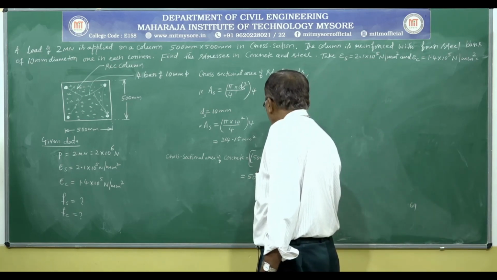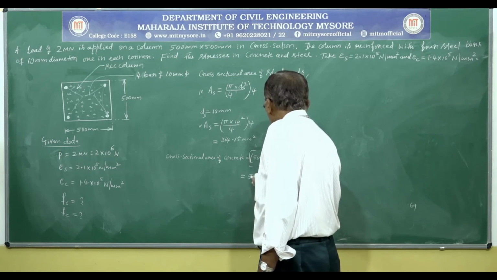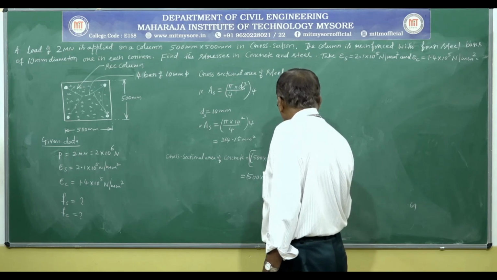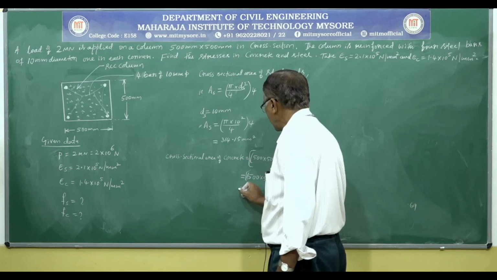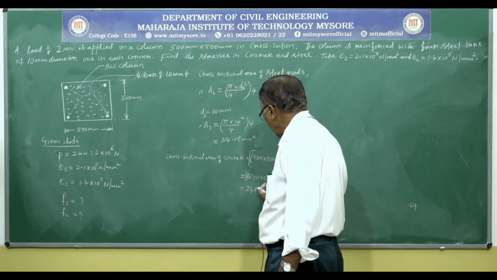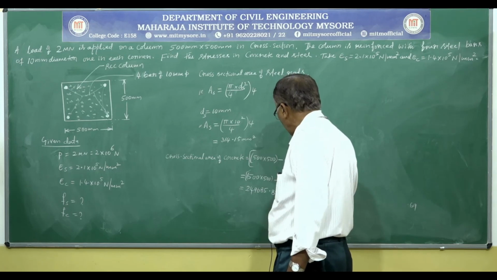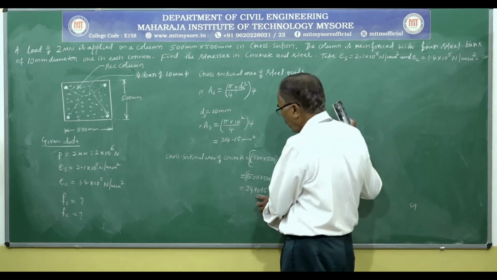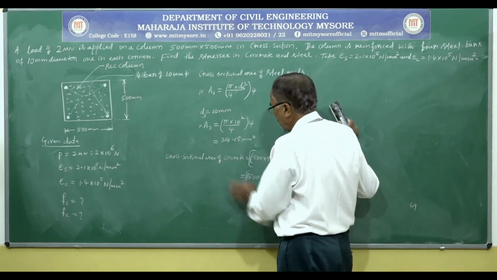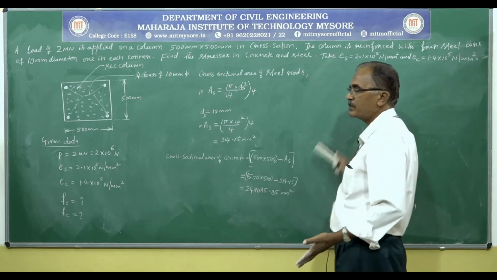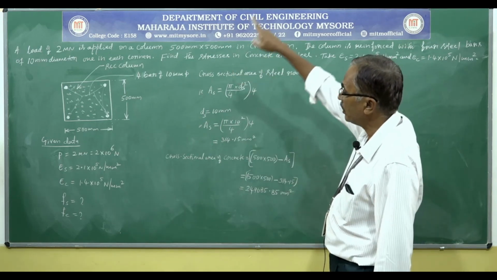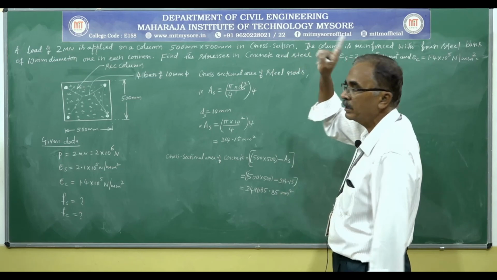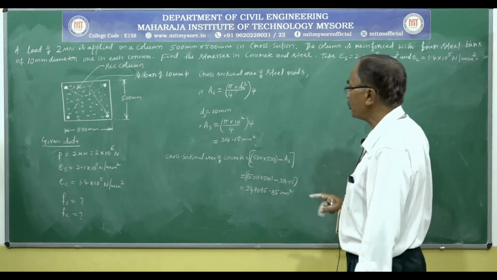That is equal to 500 into 500 minus area of steel, 314.15, which is equal to 249685.85 millimeter square. So this is the actual cross-sectional area of the concrete. Once we calculate the cross-sectional area of steel and concrete, then we can easily calculate the stresses induced, and the stresses induced in a compound bar or composite bar should be calculated based on the compound bar principle.